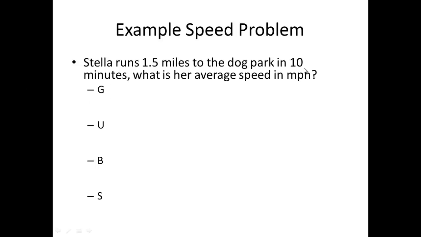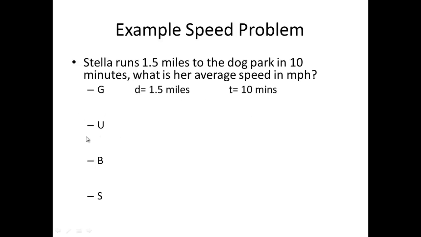So when we read back through this, we can see there's two givens in the equation. We know how far she ran, 1.5 miles, and we're going to list that as our distance. And we know how long it took her, 10 minutes. We're going to list that as our time.